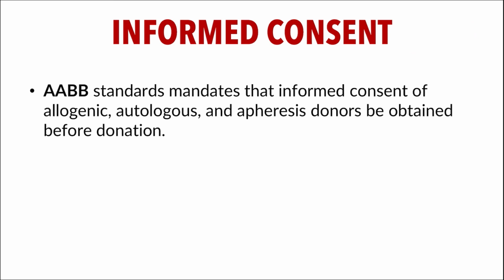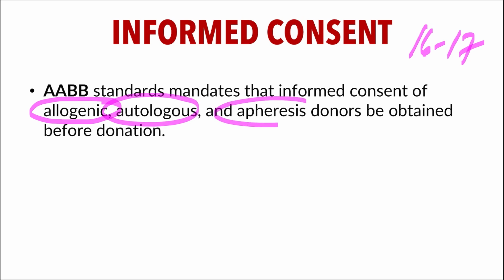How about informed consent? The AABB standards mandate that informed consent of allogenic, autologous, and apheresis donors be obtained before donation, especially in 16 to 17 year olds. Again, allogenic, meaning you get blood from your relative, from your family, from your friends, or any other person who is not related to you. Autologous, that's coming from you.